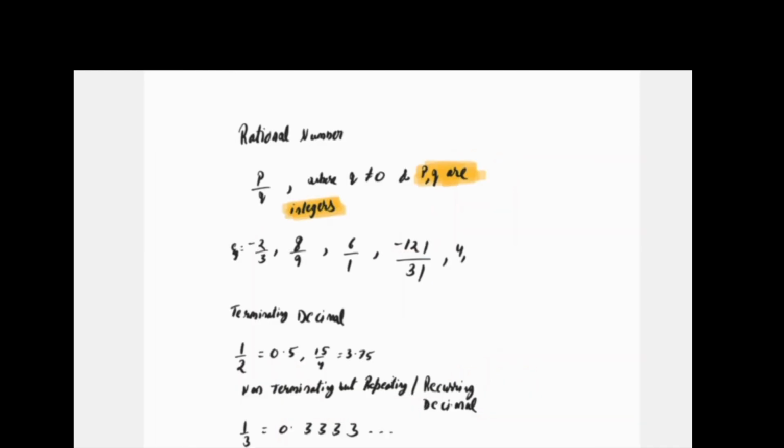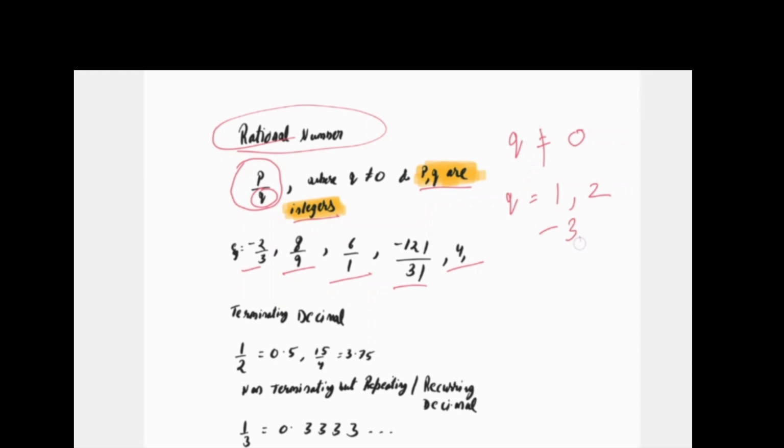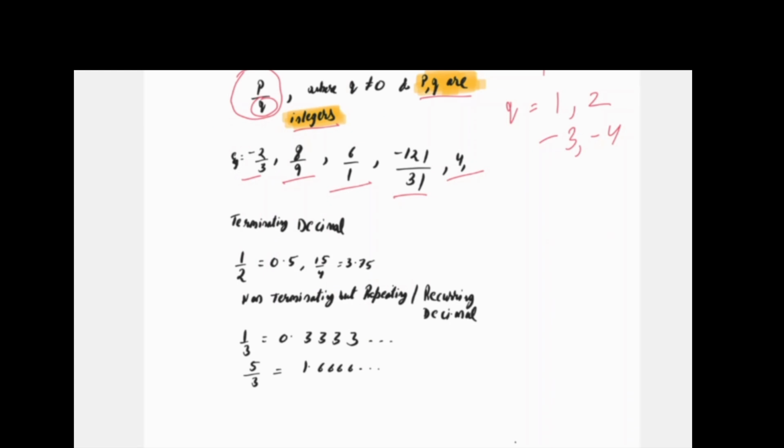Now next is rational numbers. Any number which is represented in the form of p by q, where q does not equal 0 and p and q are integers, is called a rational number. For example minus 2 by 3, 8 by 9, 6 by 1, minus 121 by 31 and 4. All these are rational numbers, and here the value of q can be anything but not equal to 0. Q can be 1, 2, minus 3, minus 4 or anything, but it can never be equal to 0, as something upon 0 is not defined.